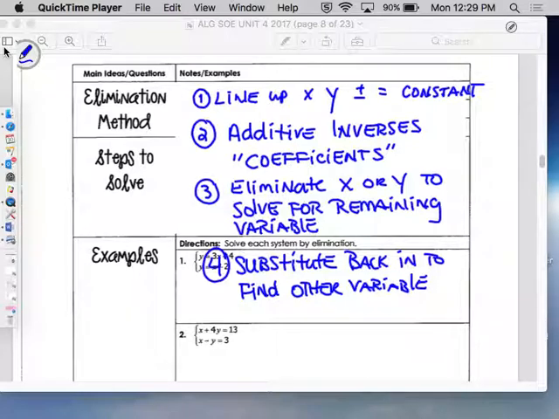So let me ask you to pause the video now, copy down the 4 steps, then resume the video and work through the problems with me.